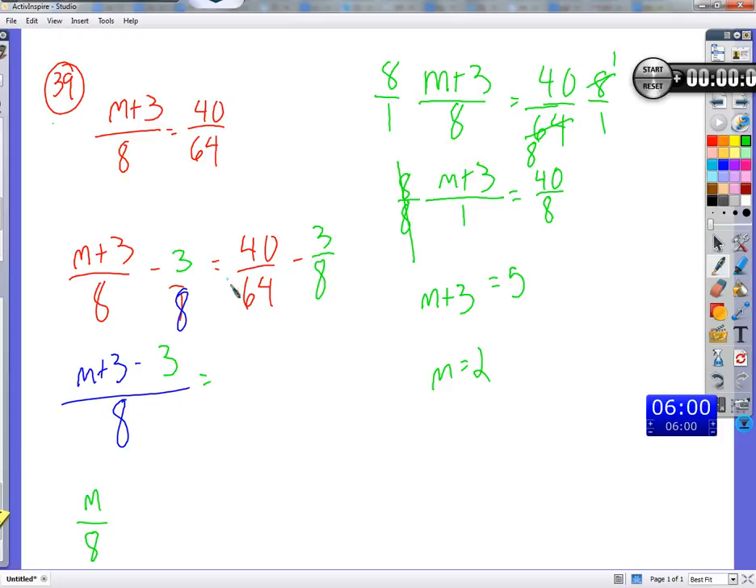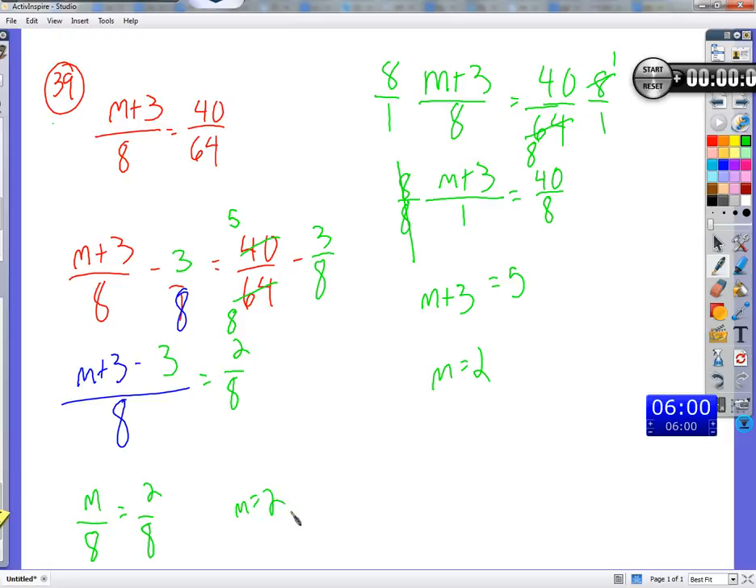Right. What do we need to combine these? Now we could multiply this by 8 to get 64. You ready? Yep, you're good. Or we can cancel here because we can divide this by 8 and get 8. Divide this by 8 and get 5. 5/8 minus 3/8 is 2/8. M over 8 equals 2 over 8. Pretty obvious that m must be 2.